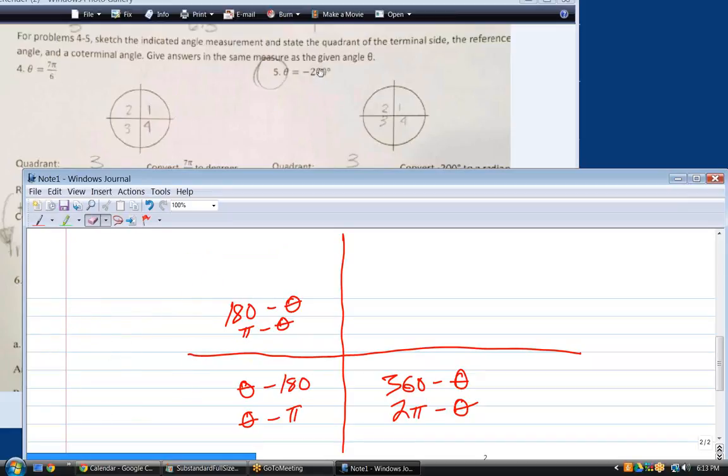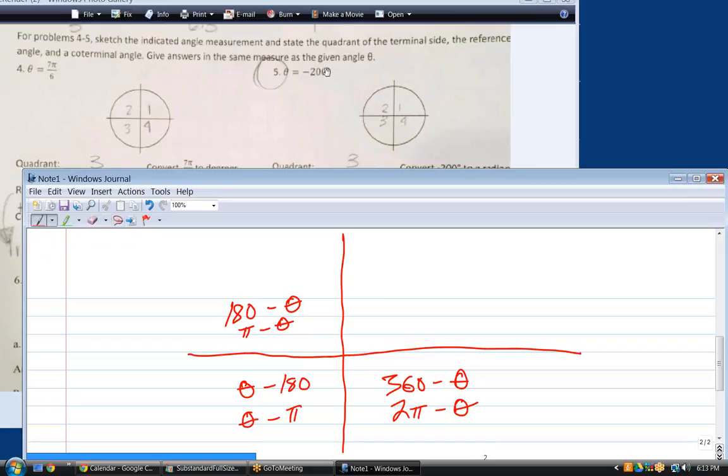Okay, now let's look at number 5 where the angle is negative. You can do two things here. You can work from here and go clockwise 200 degrees, which puts you in the second quadrant. Oh, so it is in the second quadrant. Okay. Or you can convert that to a positive angle immediately.